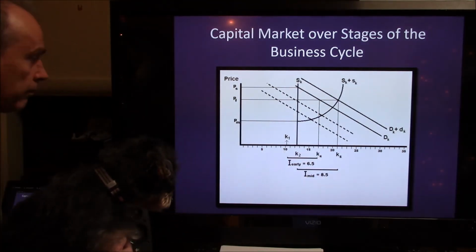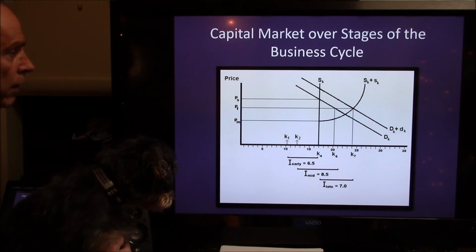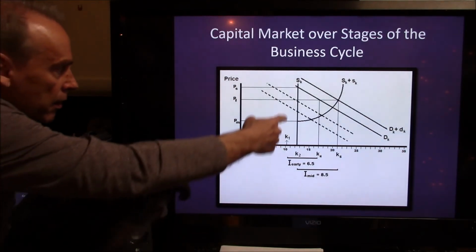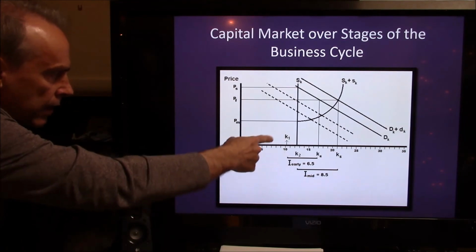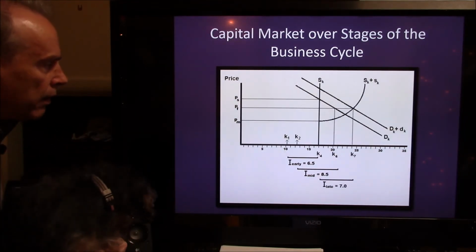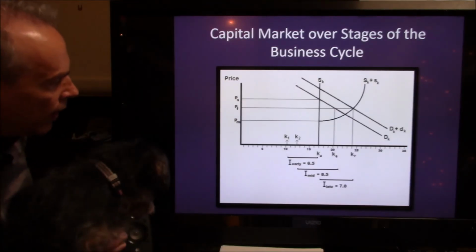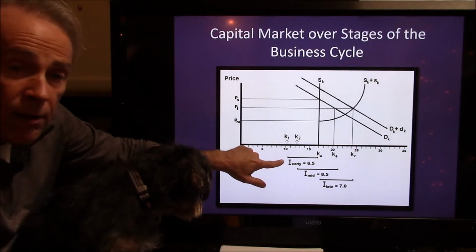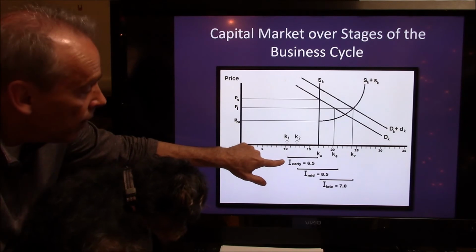Watch what happens. Demand curves did not move, but supply curves still did, because now the SK, the vertical line, is going to have to be over top of K4. And there it is, over top of K4. Now look how small investment gets then. Now investment is actually still higher than it was in early expansion.